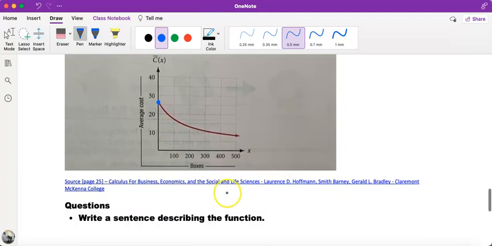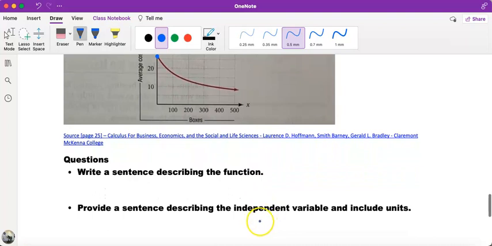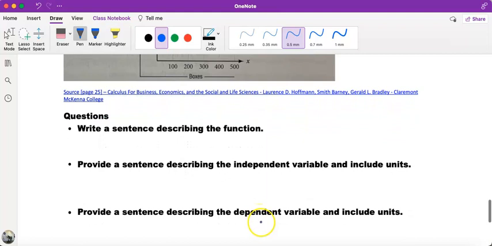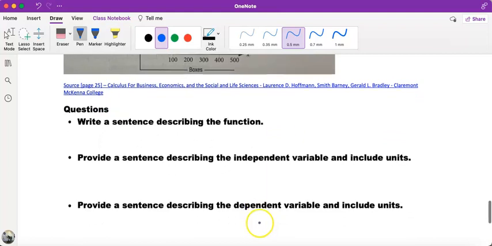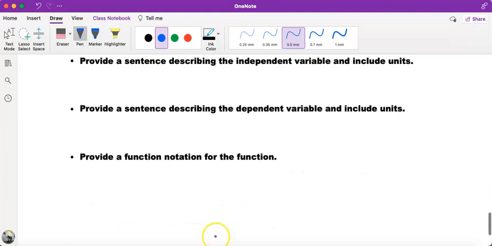And so as the number of boxes increases, the average cost is decreasing. And so again, write a sentence describing the function, provide a sentence describing the independent variable and include units, provide a sentence describing the dependent variable and include units, and provide a function notation for the function. And then when we resume, we will talk about those responses.